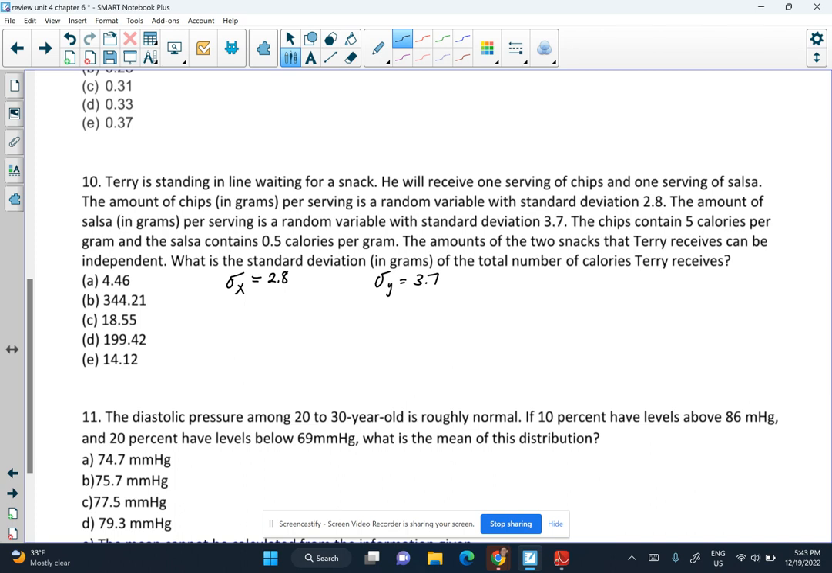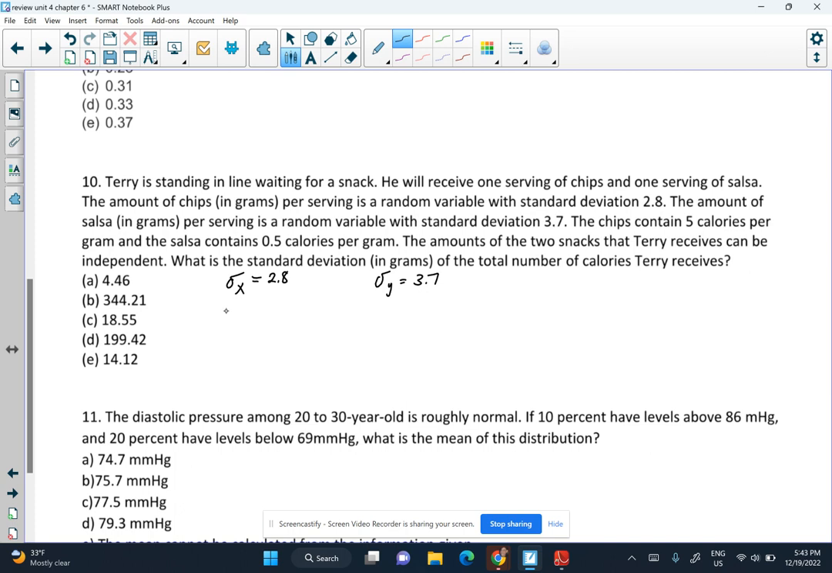We're also told that the caloric content per serving of chips is 5 calories per gram, and the caloric content for a serving of salsa is a half a calorie per gram. And so Terry wants to take these 2 servings and find the total number of calories she's receiving in a serving of chips and a serving of salsa. So the 2.8 represents the standard deviation just of the weight, and Y is just the weight of the salsa serving.